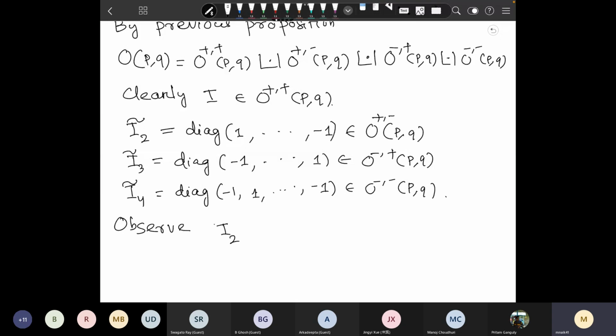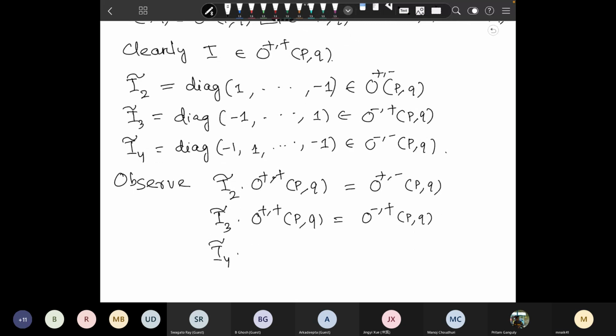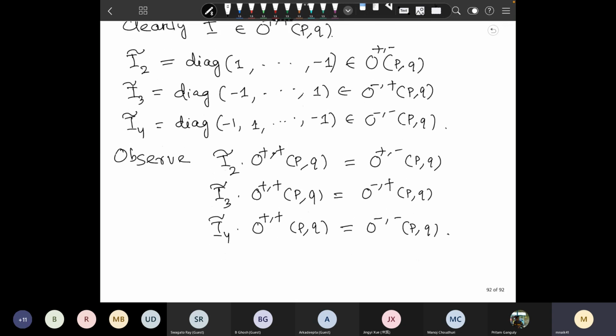If you multiply I2 tilde with O plus P comma Q, then you will get O plus minus P comma Q. I3 tilde into O plus P comma Q gives O minus plus P comma Q. And I4 tilde into O plus P comma Q gives O minus minus P comma Q. This matrix multiplication is a continuous function, and from these three lines you can conclude that all the sets mentioned above are homeomorphic to each other.